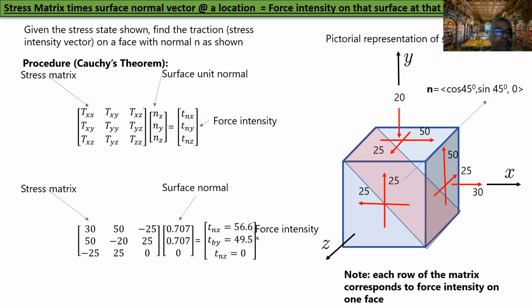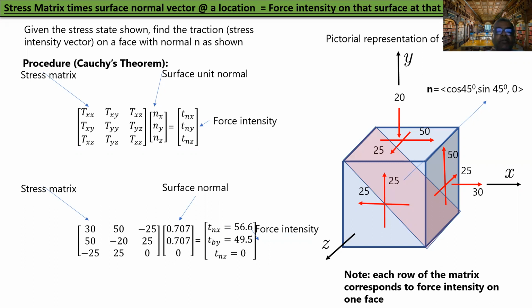So let's do that. So there's our stress matrix: 30, 50, minus 25; 50, minus 20, 25; minus 25, 25, 0. The way I do it is to write the traction vector on each of these faces in one column. So for example, 30, 50, minus 25, because it's going in the negative z direction. Then I go 50, minus 20, 25. Then I go minus 25, 25, 0. So notice if I don't say anything, the corresponding force is 0.